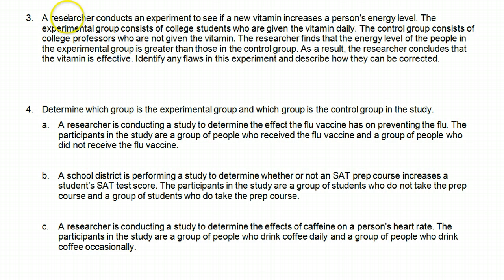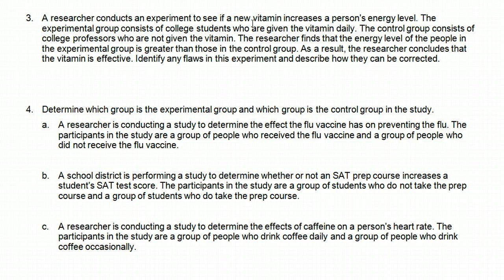All right, moving on to number 3. A researcher conducts an experiment to see if a new vitamin increases a person's energy level. The experimental group consists of college students who are given the vitamin daily. The control group consists of college professors who are not given the vitamin. The researcher finds that the energy level of the people in the experimental group is greater than those in the control group. As a result, the researcher concludes that the vitamin is effective. Identify any flaws in this experiment and describe how they can be corrected.